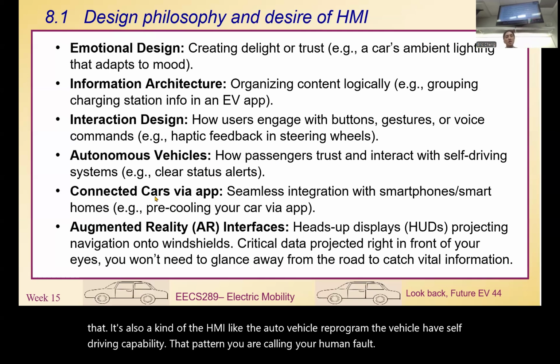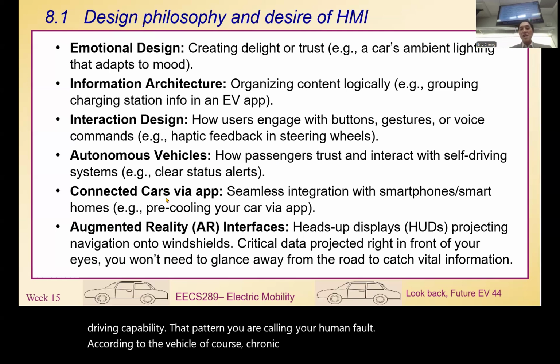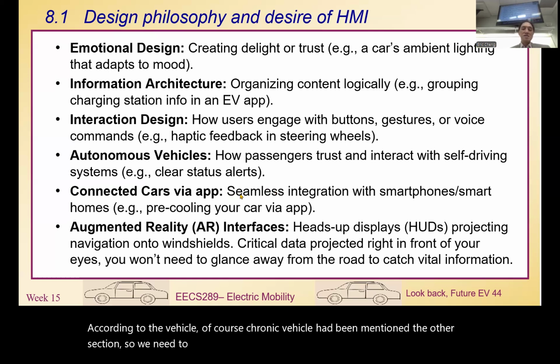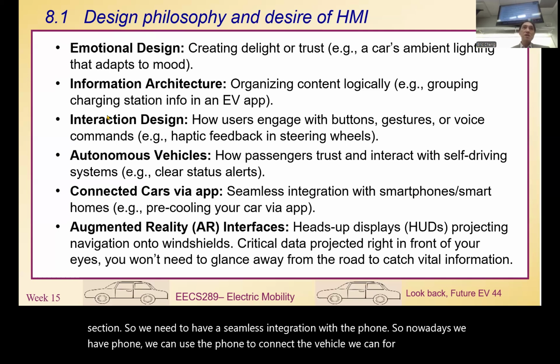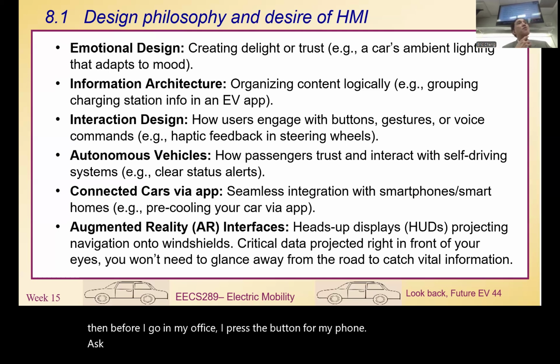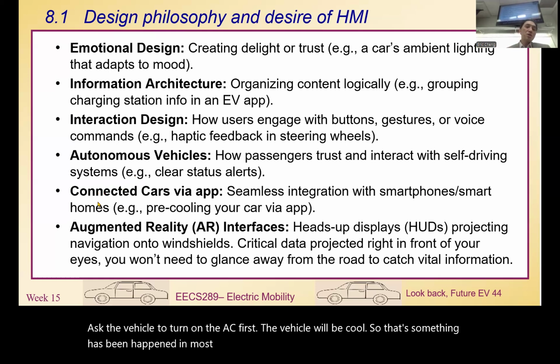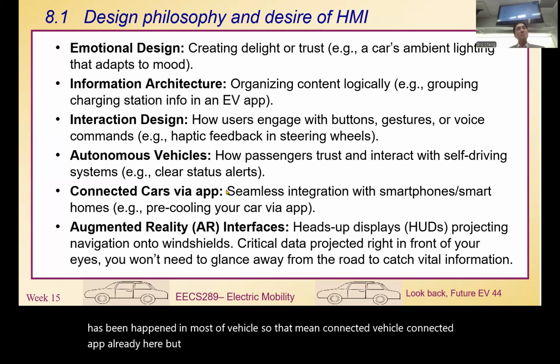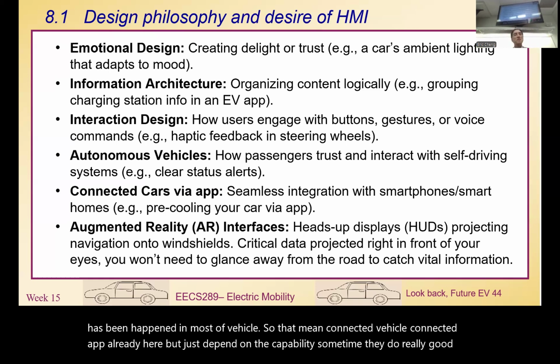Connected vehicle, of course, was mentioned in the other section. We need seamless integration with the phone. Nowadays we can use the phone to connect to the vehicle. For instance, with my vehicle, today the sunlight is too strong, and if I go to my vehicle at 4, it will be too hot. So before I leave my office, I press a button on my phone to ask the vehicle to turn on the AC first. The vehicle will be cool. That is something that has been happening in most vehicles. So connected vehicles and connected apps are already here, but it depends on the capability. Sometimes they do a really good job, sometimes they only have some minor facilities.